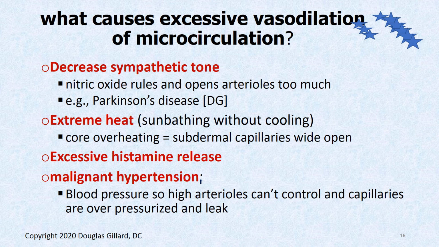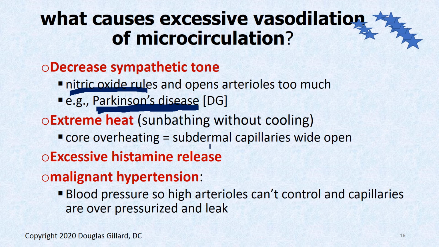What's the cause of excessive vasodilation? Well, vasodilation of the microcirculation. One, Parkinson's disease can do that. You get a decrease of sympathetic tone. Parkinson's disease can damage the autonomic nervous system, and if you decrease sympathetic outflow out of the vasomotor center, nitric oxide rules the day and will vasodilate the arteries, the arterioles, too much and allow too much blood to flow in the capillaries.